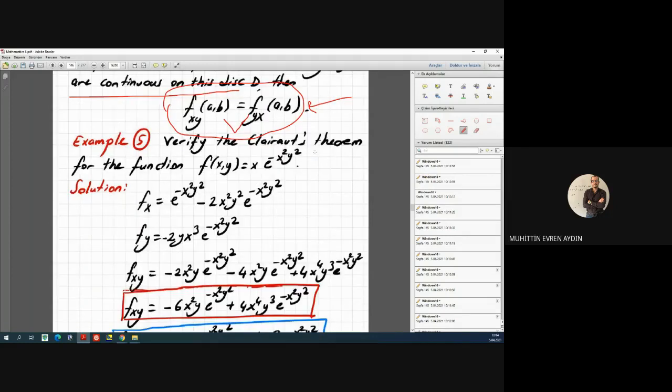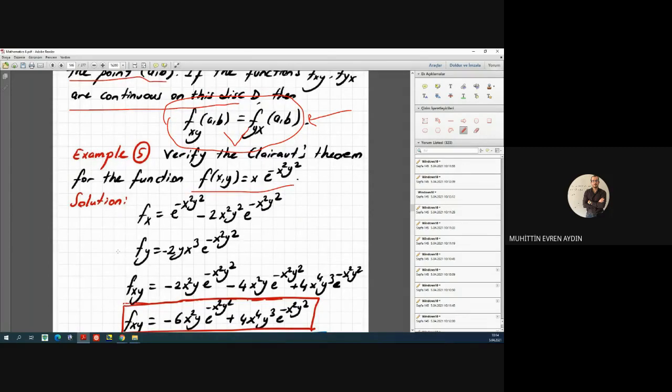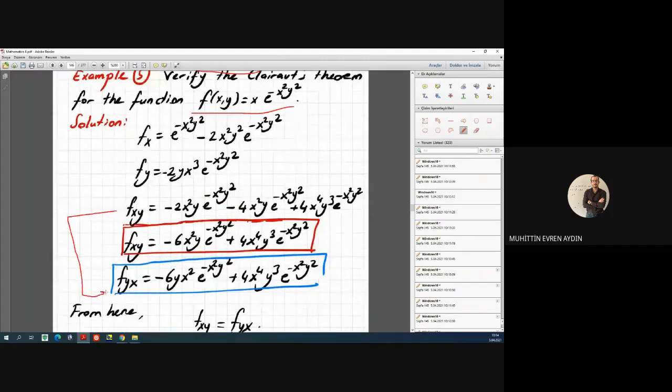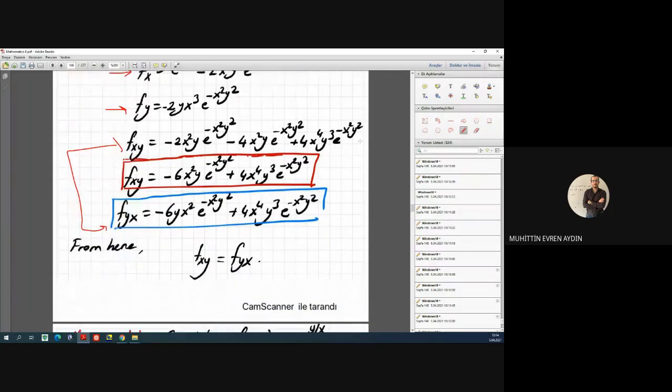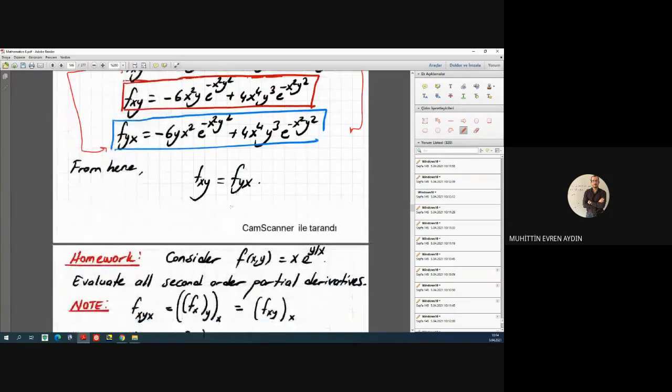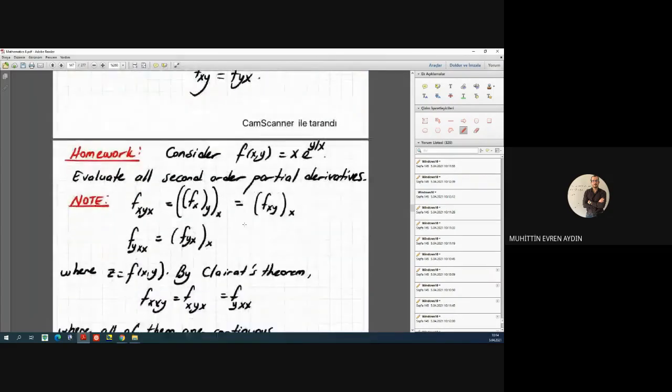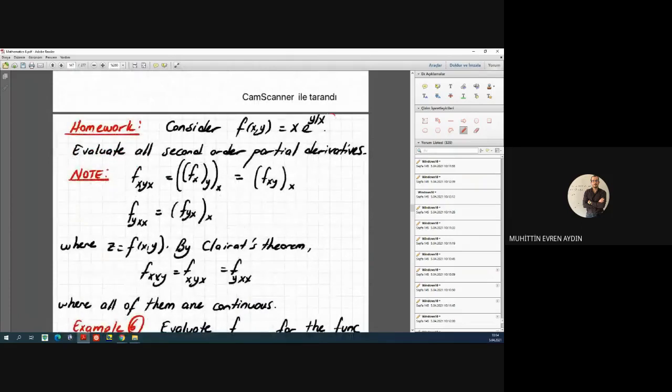An example, let's verify Clairaut's theorem for this function. We have to calculate these second order derivatives. For this, first we have to find the first order derivatives. After applying some derivative rules, we may see that Clairaut's theorem is valid. And you can check by yourself for this function.